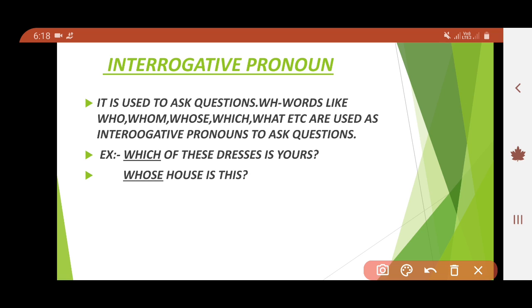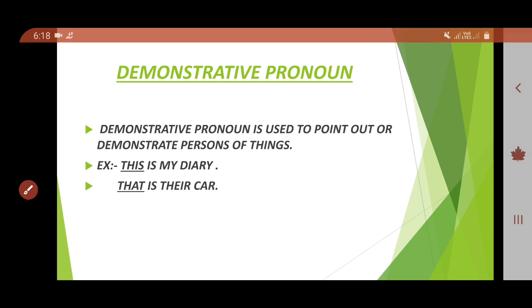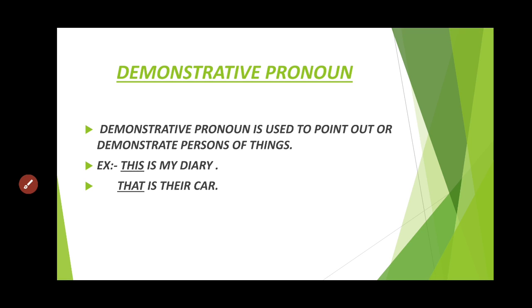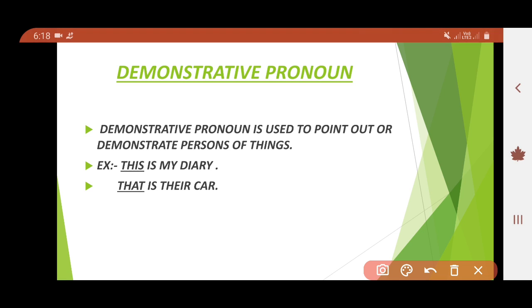Okay, now comes the last one for today, that is demonstrative pronoun. Okay, so what is demonstrative pronoun? Demonstrative pronoun is used to point out or demonstrate persons or things. It helps to point out or demonstrate persons or things. Let us go to the examples to understand it clearly.